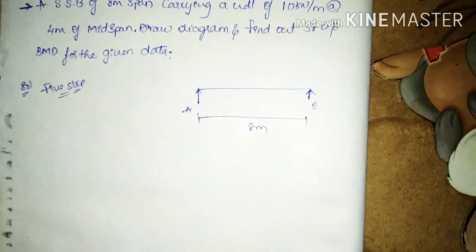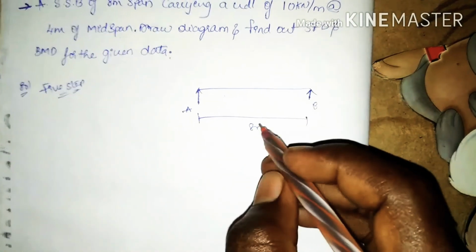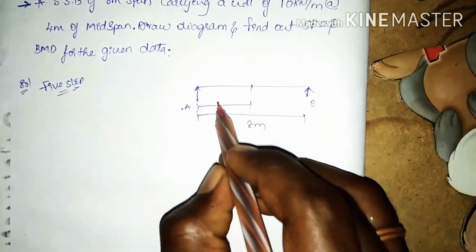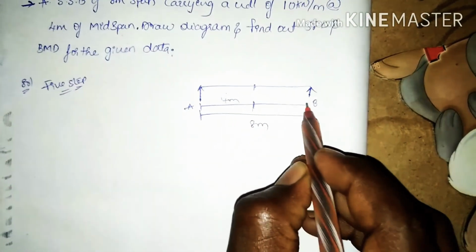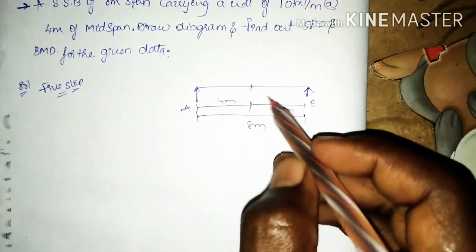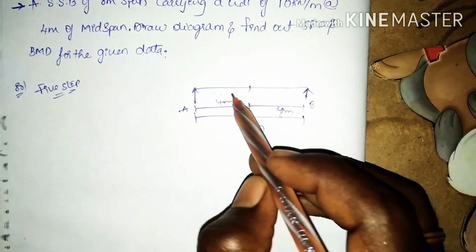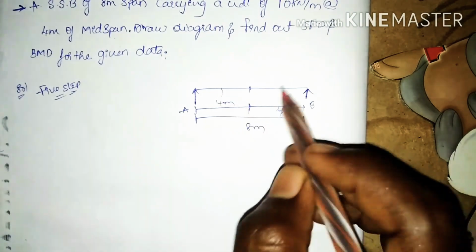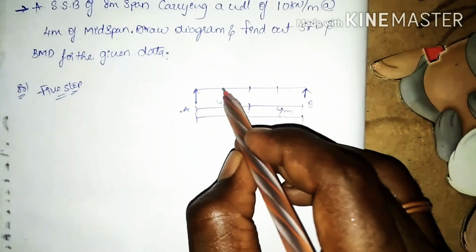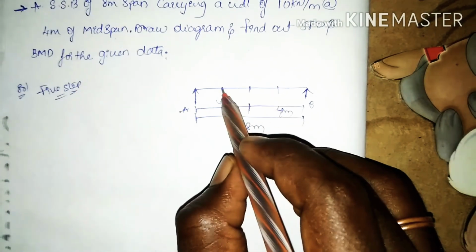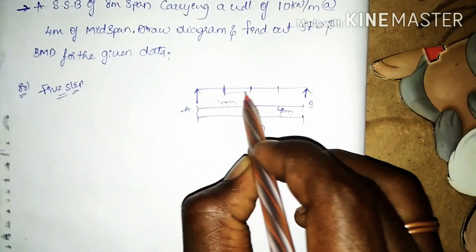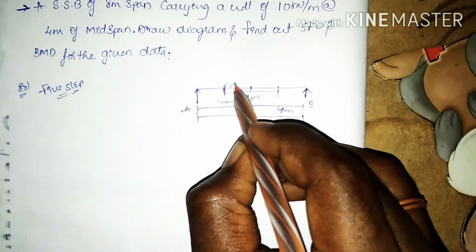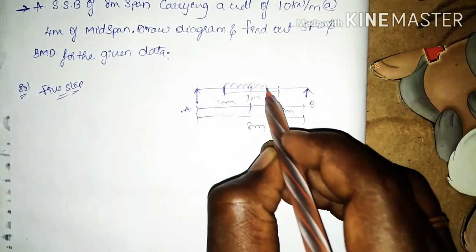When we divide the simply supported beam at the midspan, let it be 4 meters. From here it is 4 meters, and from here to here it is 4 meters. The UDL is carrying 4 meters on the midspan, so let us also divide this 4 meters into 2 meters and 2 meters. The total distance from here to here is 4 meters, and this is where the UDL is going to act.